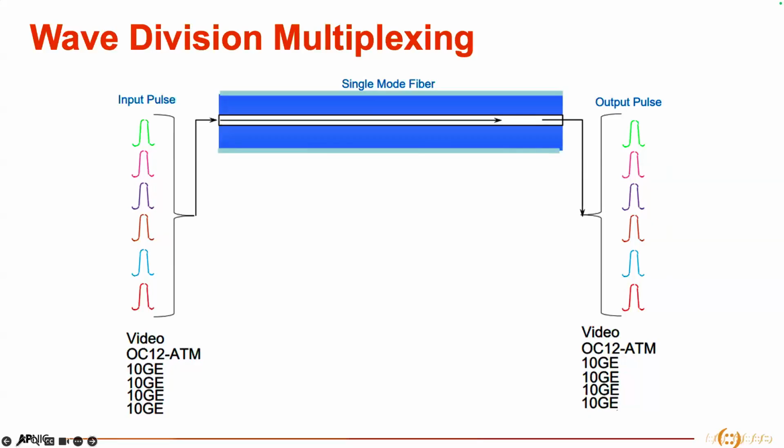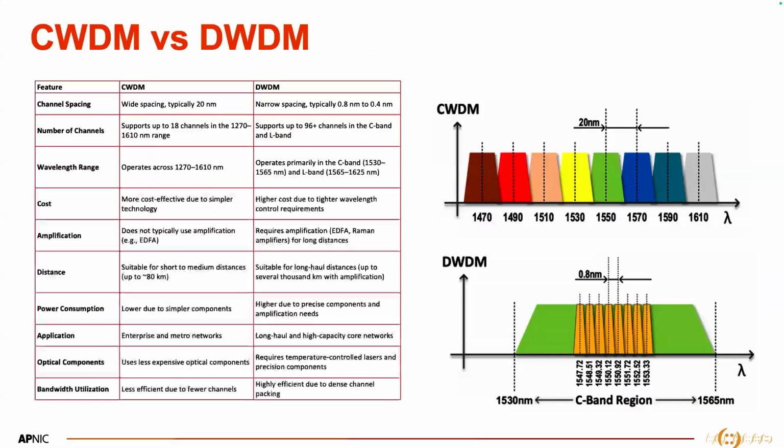Yes, I have one more question. In the comparison sheet between CWDM and DWDM, we are seeing that optical components require temperature controlled lasers. So my question is, in countries where the temperature is -5, -7, -10, what happens there? What kind of heating equipment do they use to achieve the temperature?